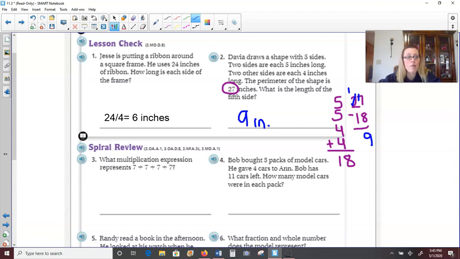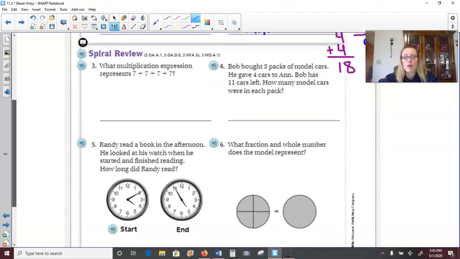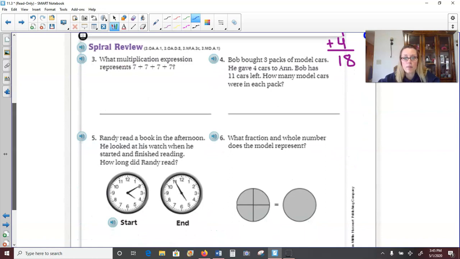We didn't even have a picture here to look at, but we know that if a shape has 5 sides and we knew 4, we added those up and subtracted from the total perimeter. All right, spiral review. Let's see what we recall here.